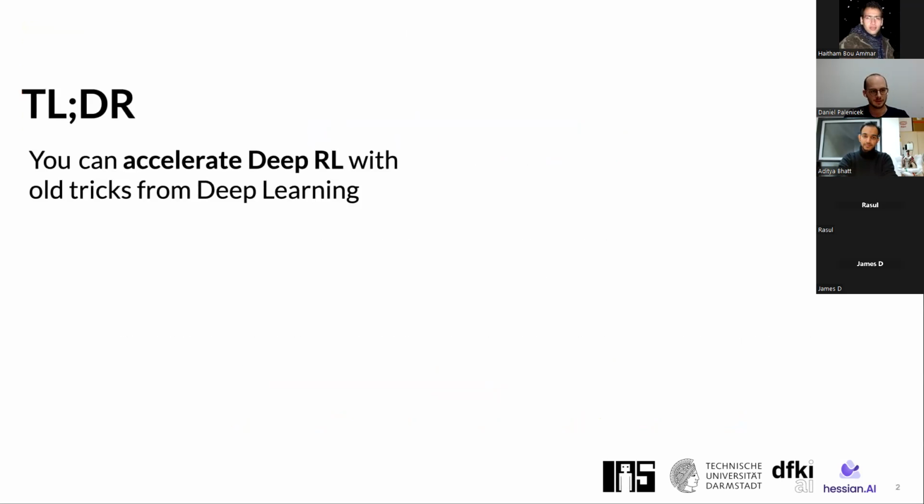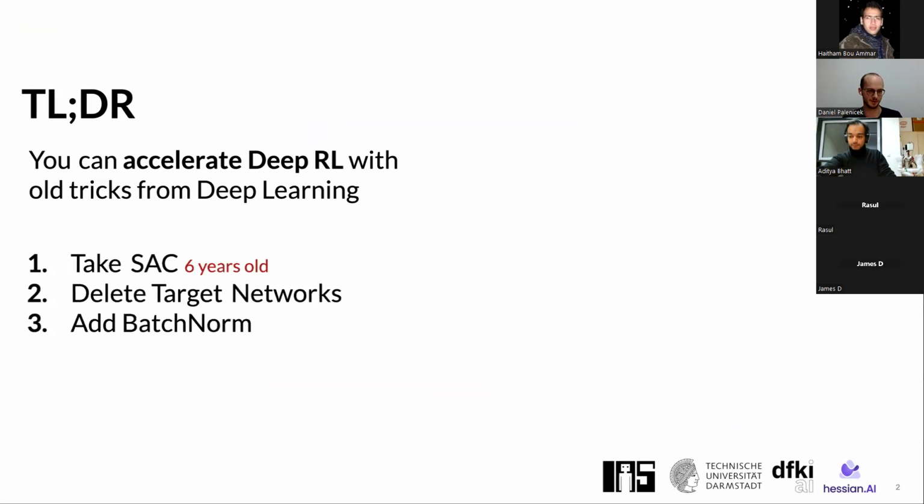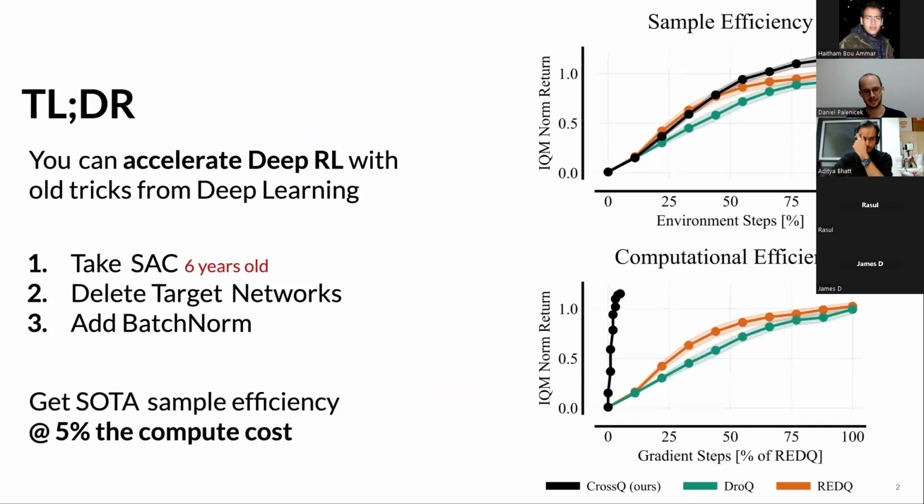So what we want to show you in this presentation is that you can accelerate deep reinforcement learning methods with old tricks as from regular deep learning. And more specifically, what we do is we take an off-policy actor-critic method like SAC, we delete the target networks, and we add batch normalization. And then what we end up with is state-of-the-art sample efficiency at vastly reduced computational cost. And you can already see that on the right-hand side.